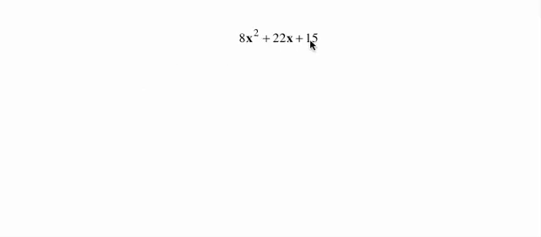8x squared plus 22x plus 15. Now, whenever you're confronted with a polynomial to factor, the first thing you want to look for is, is there a common factor? There's not. Then, is it a perfect square trinomial? No, the first term isn't a perfect square, the last term isn't. Is it an a equals 1 trinomial? Because then we have an easy way of dealing with those, and it's not.